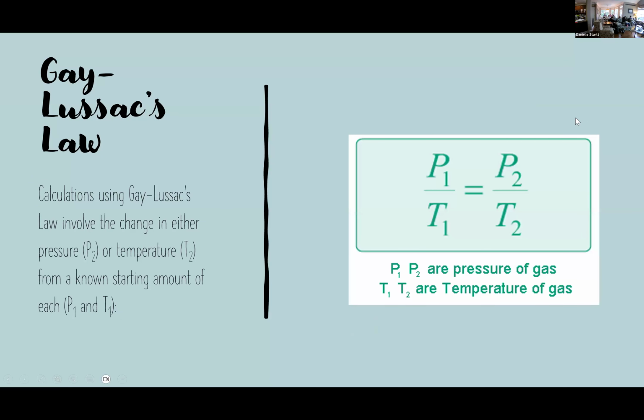So when we look at this one as a calculation, it involves a change in either pressure or temperature because our volume is constant. And it looks like this. P sub 1 divided by T sub 1 is equal to P sub 2 divided by T sub 2. Again, we're not doing math with those subscripts. Those are just denoting initial and final, right? It's your first and second.